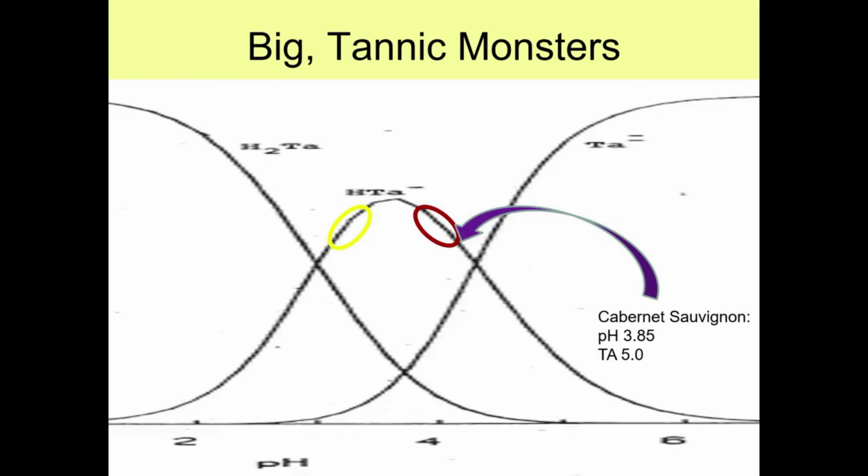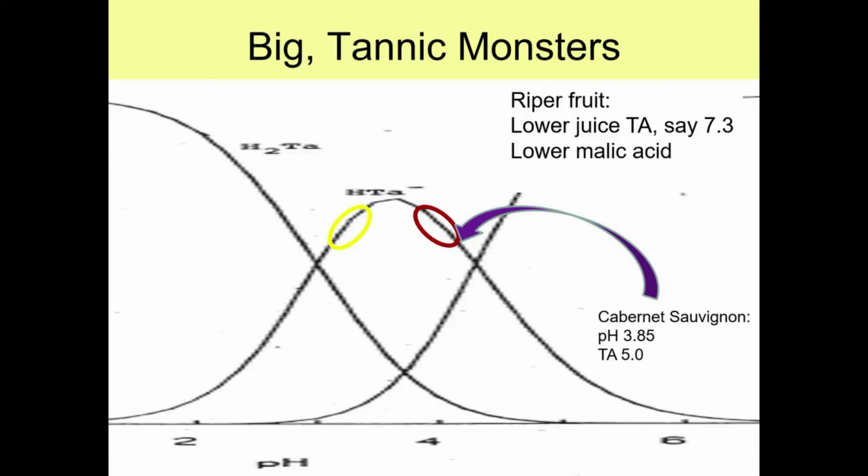How are we going to get there? Well, we've got to consider that there are some things that are different about this very ripe fruit. Generally speaking, Cabernet Sauvignon will come in with lower TAs, maybe 7.3 instead of 8.5, even after acid adjustment. And then lower malic acid because it's riper, and higher potassium. These are typical characteristics of ripe Cabernet Sauvignon.